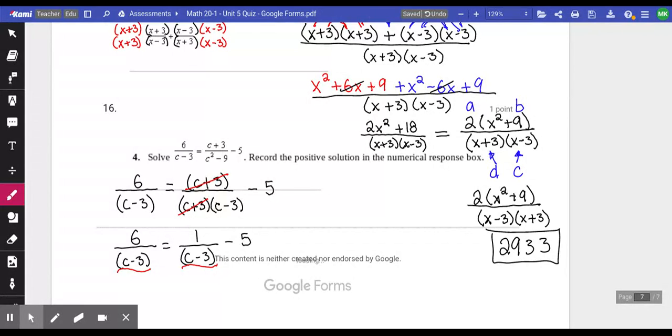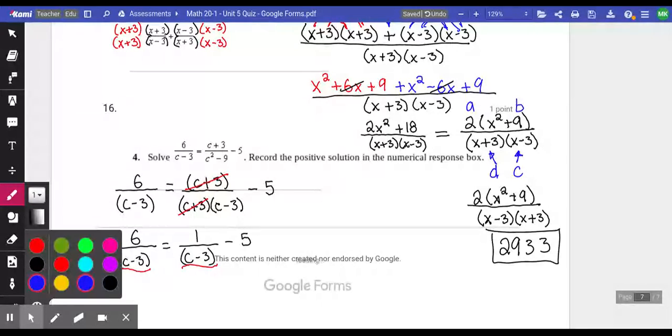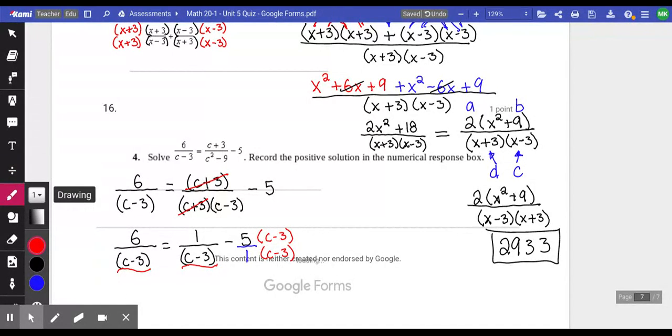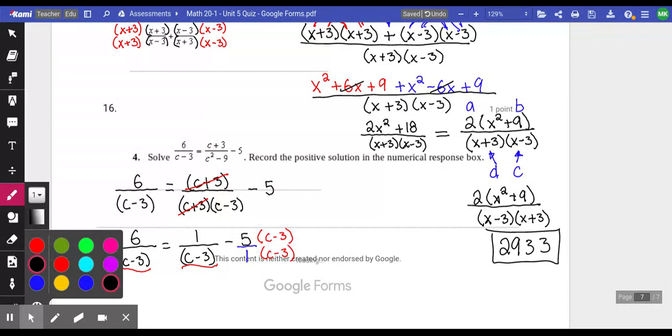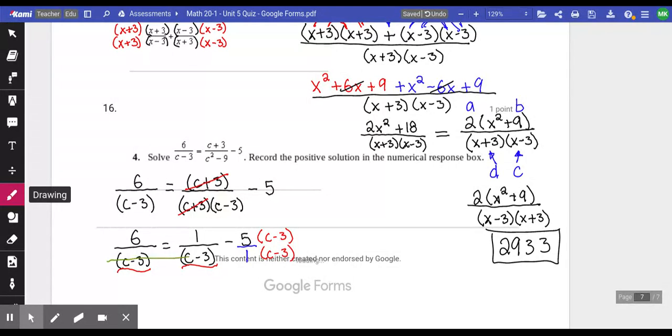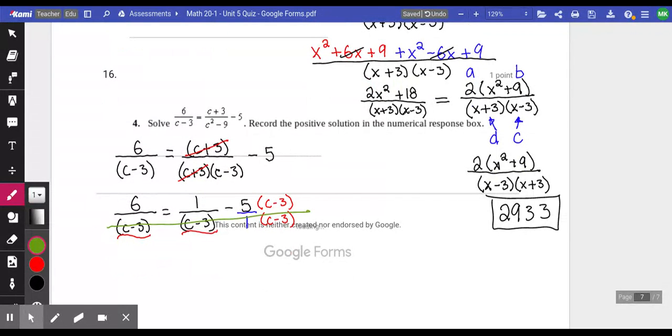The second thing people forget to do on this question is they forget that 5 is a divide by 1. So it needs to get that c minus 3 to give me a full common denominator. So if there's 2 mistakes people made, first one, they probably didn't factor. Second one, they forget that's a 5 divided by 1. Now that I have a common denominator, I can cancel out my denominators. This leaves me with, not a Google endorsement, apparently. This leaves you with 6 equals 1 minus 5 times c minus 3.